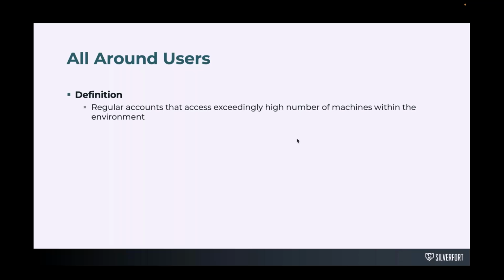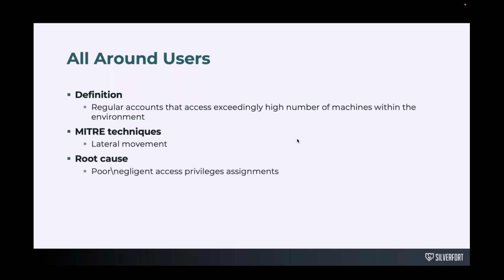Now, the problem is that what we've discovered is that in every environment, you have what we call all-around users. These are standard users. They don't belong to any group, and the reason is carelessness or unintentional. When the access policies were assigned, somehow these users managed to fall through the cracks, and they can access a high number of machines. Based on the number of machines they can access, they are almost identical to admins. So as an attacker, I can use them for lateral movement.